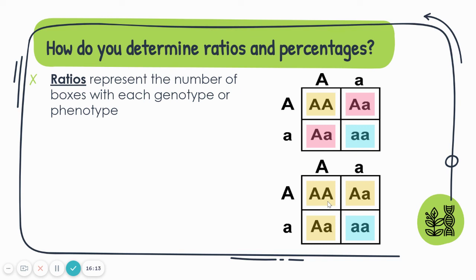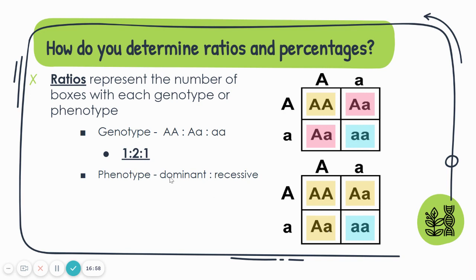So ratios are going to represent just the number of boxes with each genotype or phenotype. So we're just counting the number of boxes for a ratio. For example, for the genotype, I'm going to count the number of boxes with the homozygous dominant, number of boxes with the heterozygous, number of boxes with homozygous recessive. So I have 1 box with big A, big A, 2 boxes with big A, little a, and 1 box with little a, little a. So my ratio is going to be 1 to 2 to 1. When you write a ratio, you always put a colon between each number, and we read it as 1 to 2 to 1.